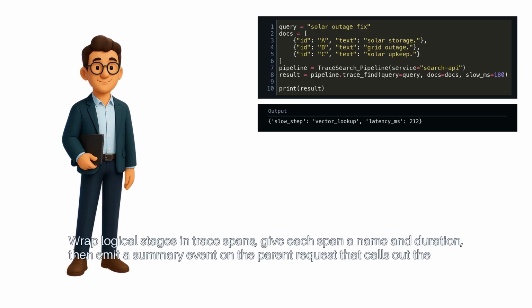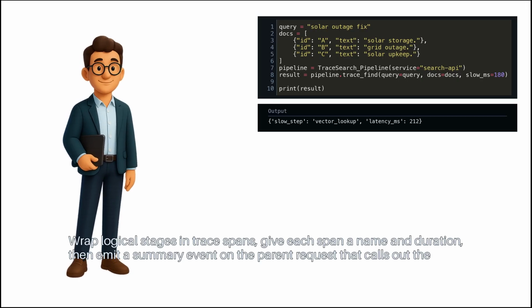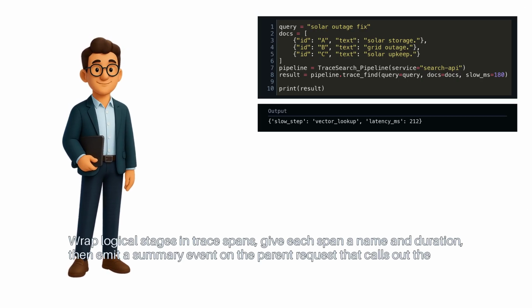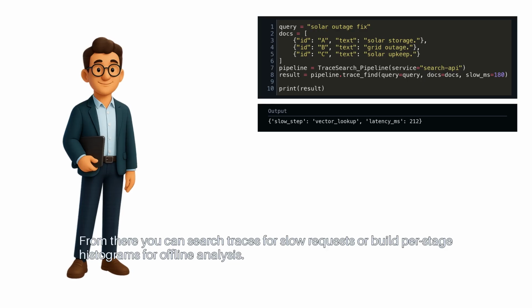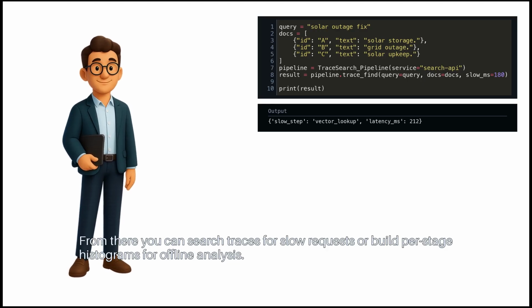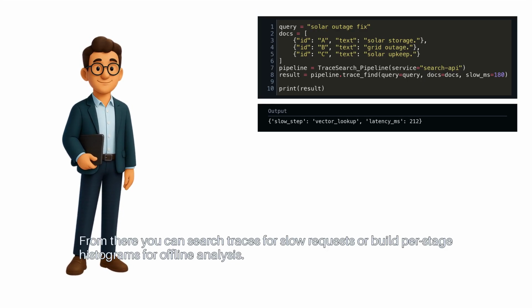Wrap logical stages in trace spans. Give each span a name and duration. Then emit a summary event on the parent request that calls out the dominant stage. From there, you can search traces for slow requests or build per-stage histograms for offline analysis.